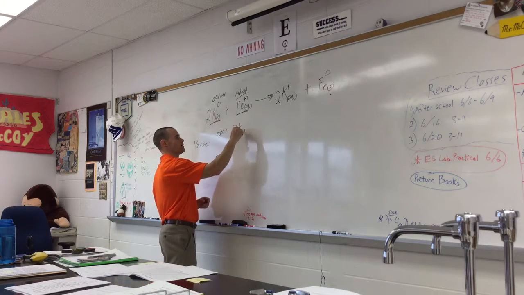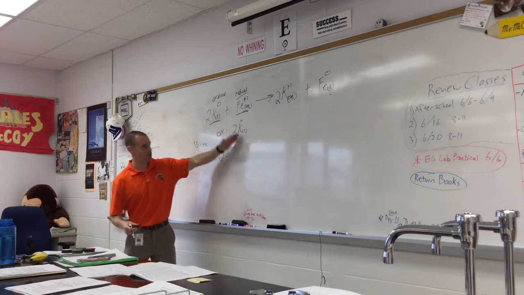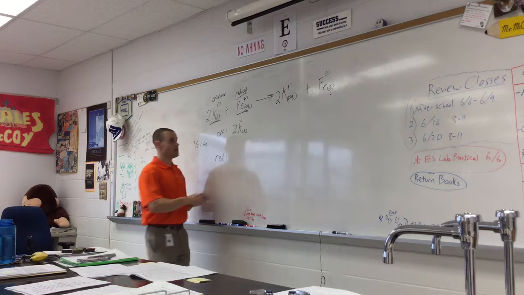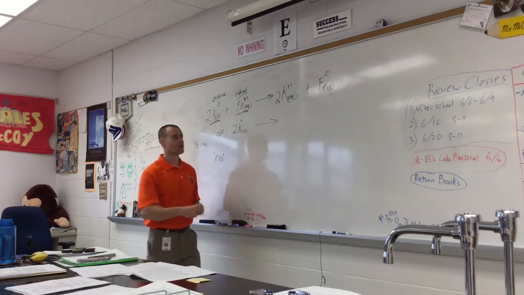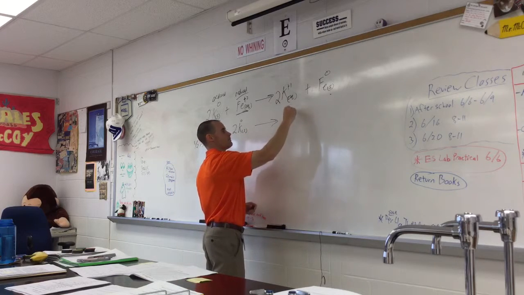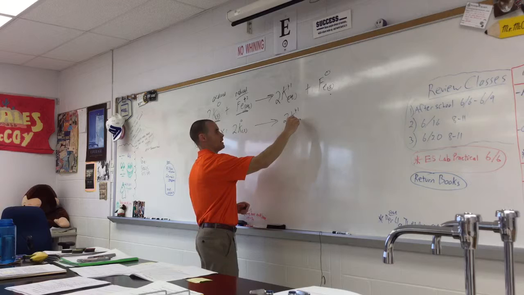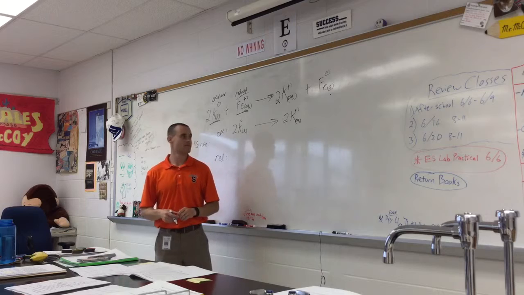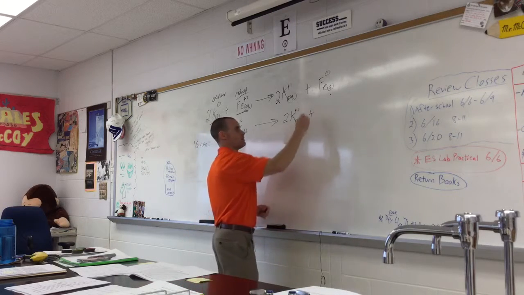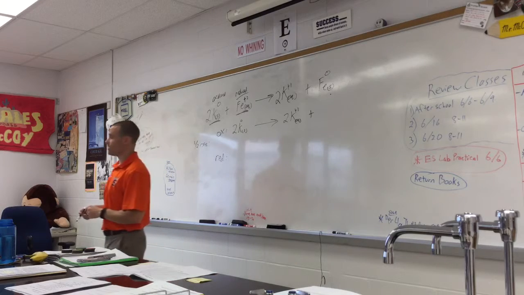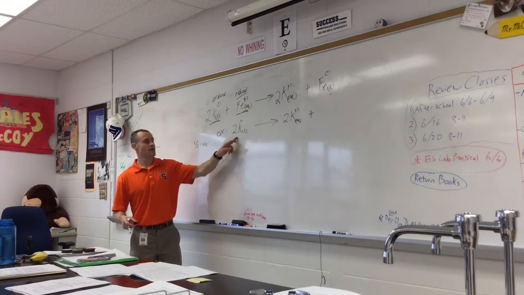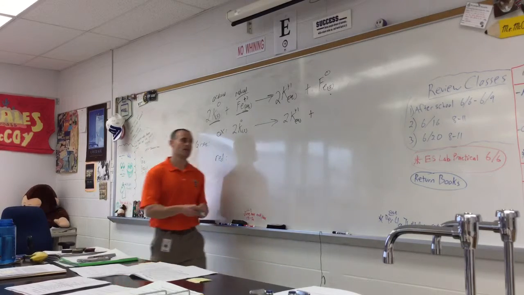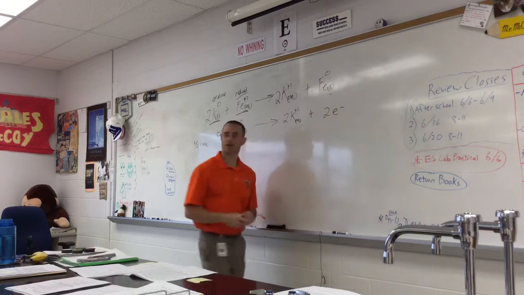2K solid with a 0. Copy down everything you see exactly. 2K0 yields 2K plus 1. I can't stress enough that we copy it down exactly as it is. Plus, now the plus is the number of electrons that K lost. Each K lost 1 electron. And since there's 2 of them, it's 2e minus.